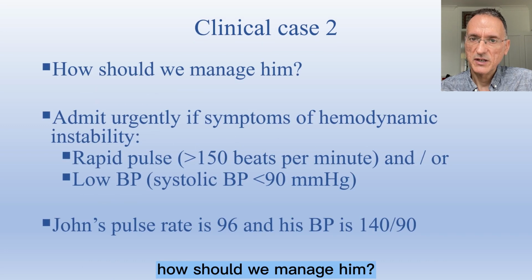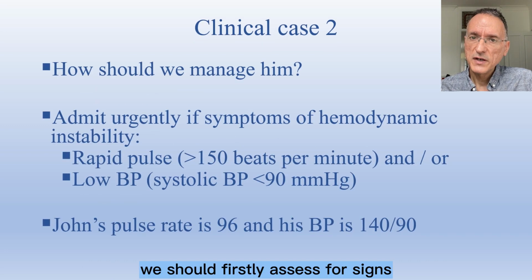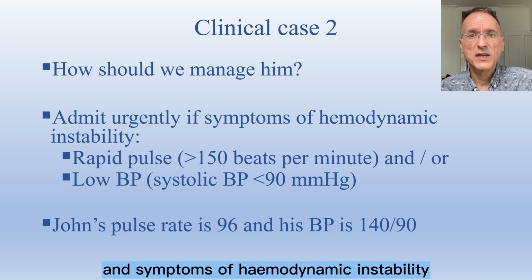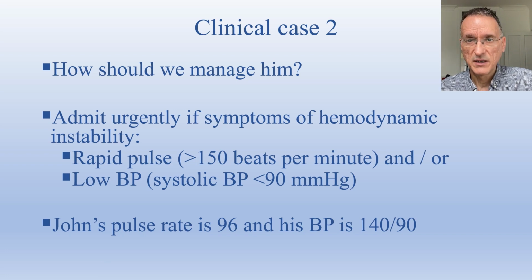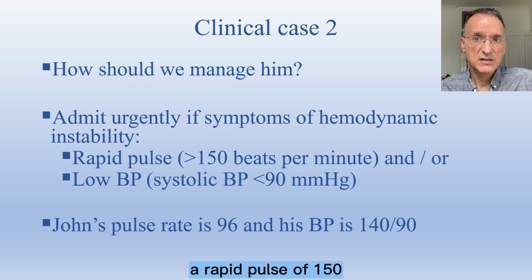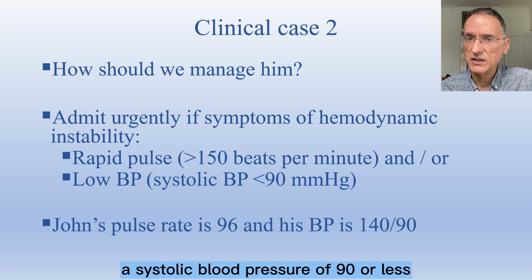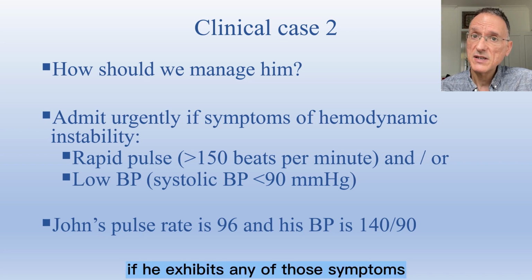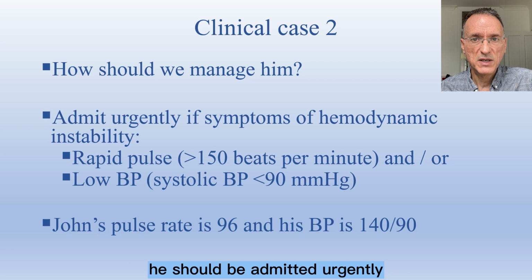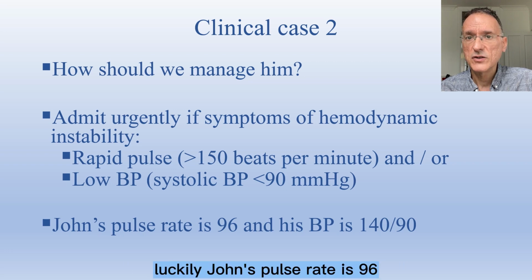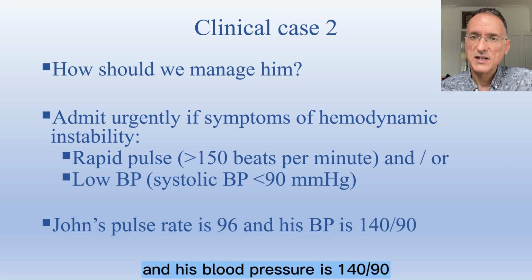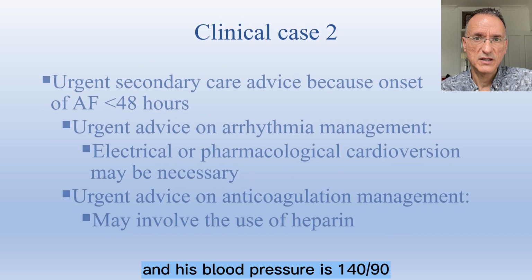How should we manage him? We should firstly assess for signs and symptoms of hemodynamic instability, for example a rapid pulse of 150 beats per minute or more, and low blood pressure, for example a systolic blood pressure of 90 or less. If he exhibits any of those symptoms, he should be admitted urgently. Luckily, John's pulse rate is 96 and his blood pressure is 140/90.